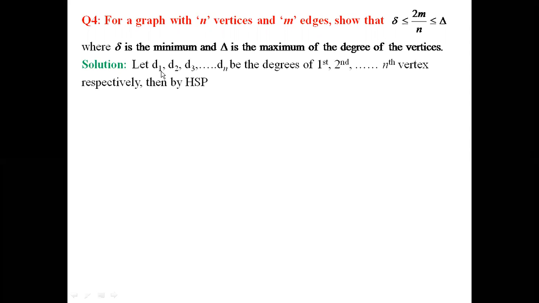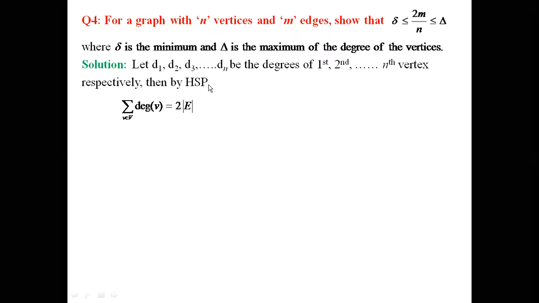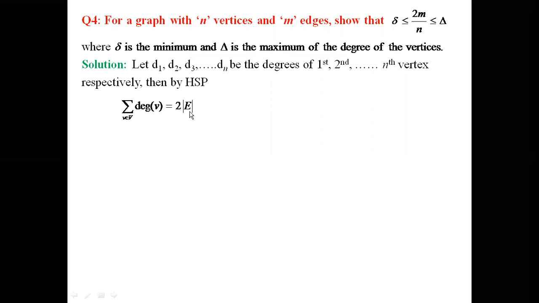Let us assume d1, d2, d3, etc. up to dn are the degrees of the first, second, third, etc. up to the nth vertex respectively. Means we are assuming the degree of the first vertex is d1, the degree of the second vertex is d2, the degree of the third vertex is d3, etc. up to the degree of the nth vertex, which we are assuming as dn. Then by the handshaking property, the sum of the degrees of the vertices is equal to twice the number of edges.